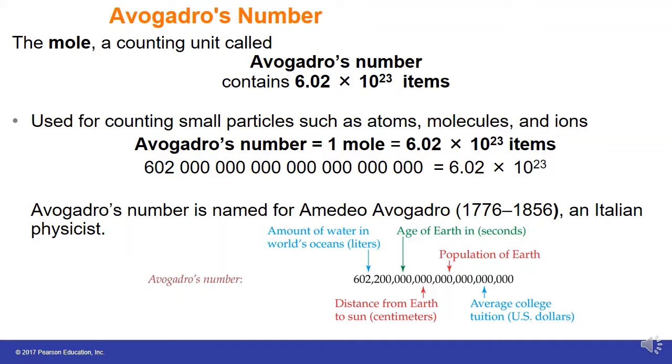Here we are at 10 to the 5, which is the average college tuition. 10 to the 7 is the population of the earth, which is in billions. 10 to the 14 is the distance from the sun. And 10 to the 21 is the amount of water in the world's oceans.